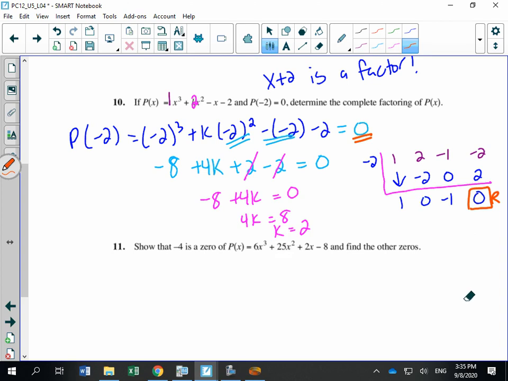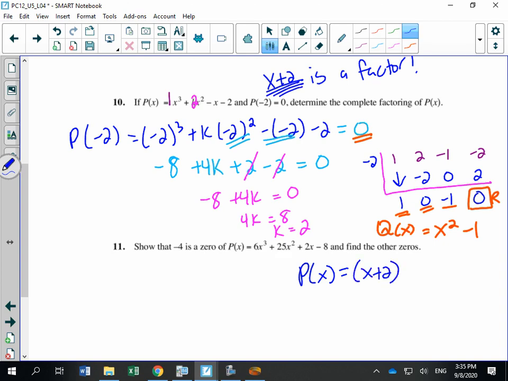So this q of x is going to be x squared plus 0x, which I don't need to write, minus 1. Okay, x squared minus 1. So now, rewriting my polynomial, p of x is equal to the divisor. So remember that our divisor was x plus 2, right? So x plus 2, that's a factor, multiplied by the quotient, which is x squared minus 1.